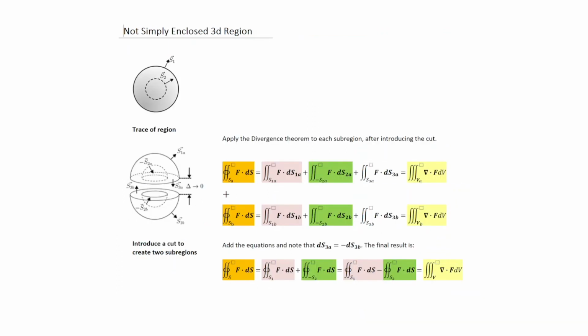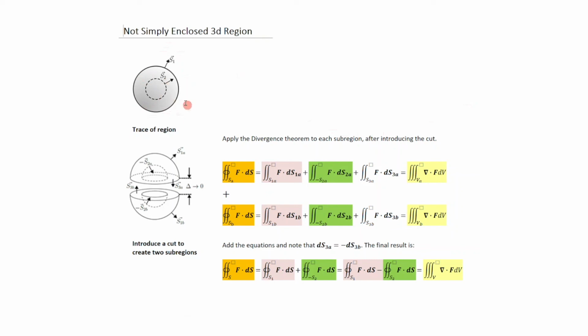All right, so let's look at a not simply enclosed 3D region. And so this is a trace. If this is a simple hollowed out sphere, then there would be the inner surface of this hollowed out sphere, and let's take that to be direction S2. That's the differential surface area vector, and this is the differential surface area on the outside. So how do we deal with this type of problem when it's not simply enclosed?